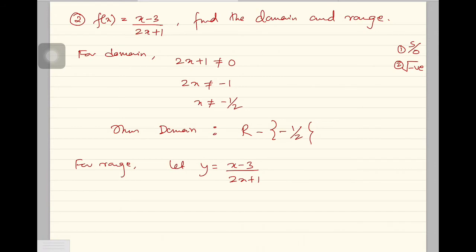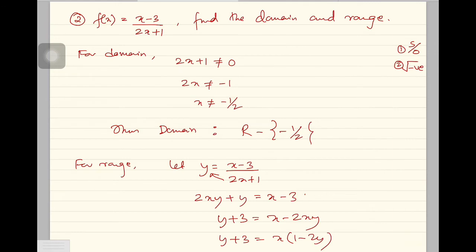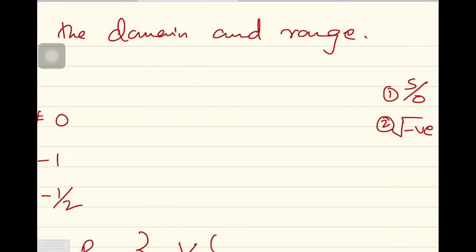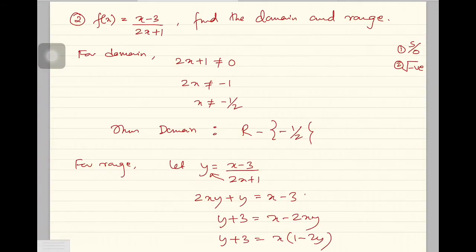Correct? So let's change the subject of the formula. 2xy, if you multiply, plus y, if this goes up here, equals x - 3. That way I'll have to make x the subject. Sorry, not this particular way. So okay, y + 3, I can bring it that side, x - 2xy. That would be better. Now y + 3, look at it carefully, x common, 1 - 2y. Can I do that? Yes. I'll do it on the next page: y + 3 divided by 1 - 2y equals x.